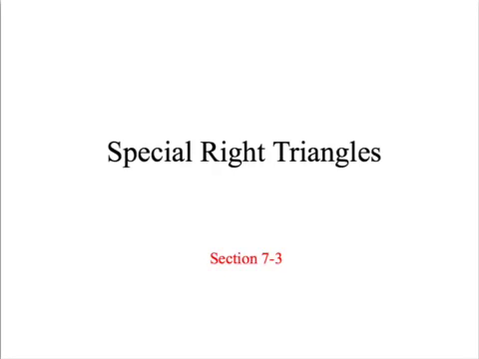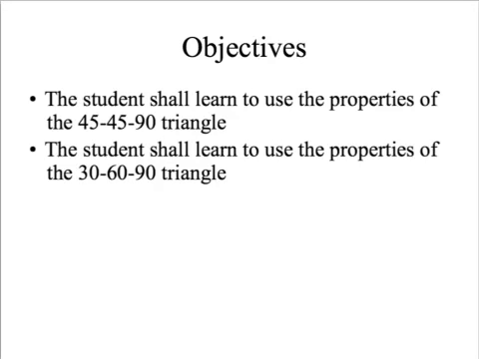Okay, today we're talking about special right triangles. This is section 7-3 in your text. So let's get started. We want you to learn to use the properties of two special triangles. We call these the 45-45-90 triangle and the 30-60-90 triangle.